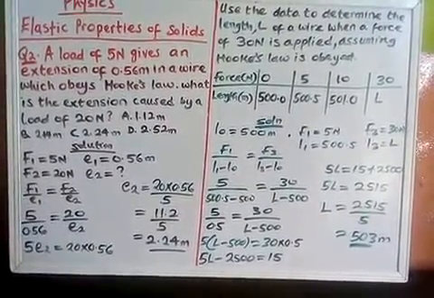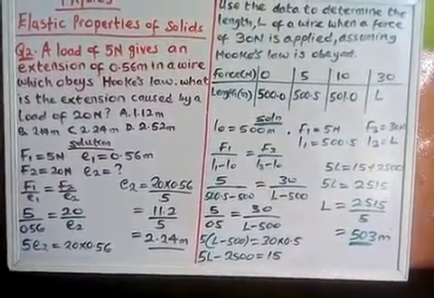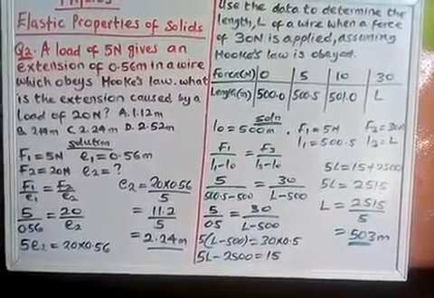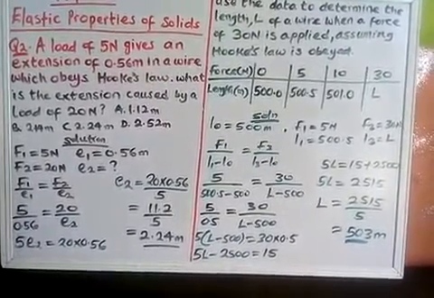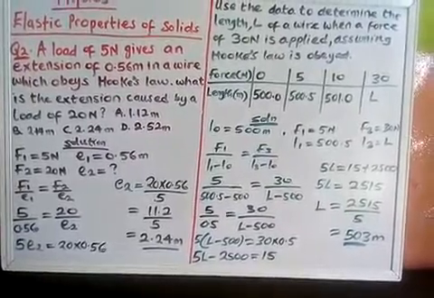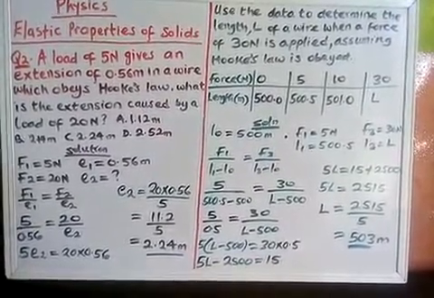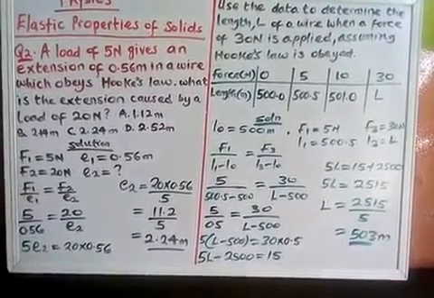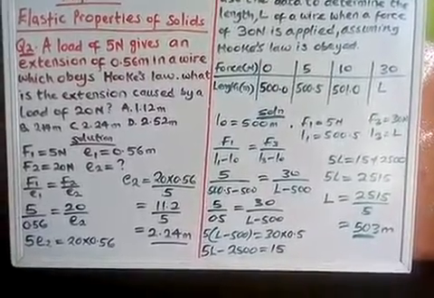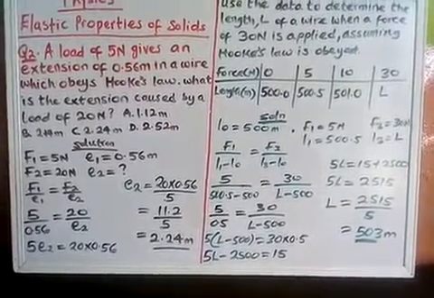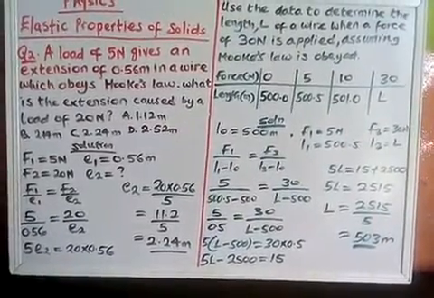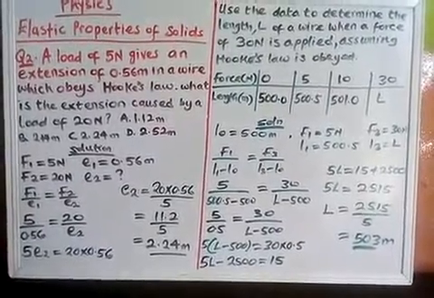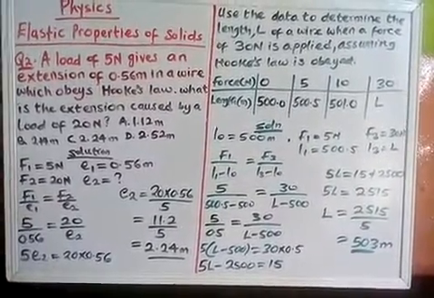We have 5 over 0.56 equals 20 over E2. We cross multiply: 5 times E2, which is 5E2, equals 20 times 0.56. We make E2 the subject of the formula: E2 equals 20 times 0.56 over 5. When we push the calculator, 20 times 0.56 gives us 11.2 over 5, and the final result is 2.24 meters. So our correct and final answer there is 2.24 meters, option C.